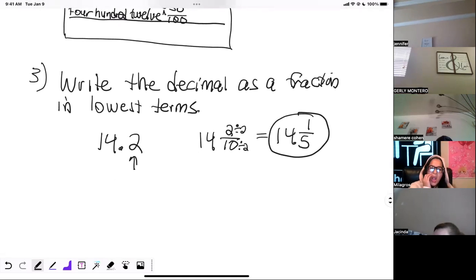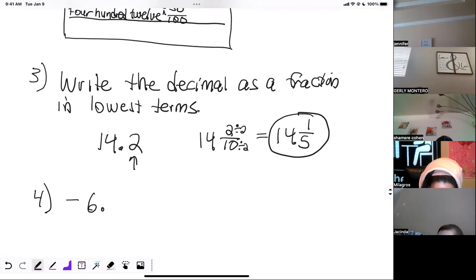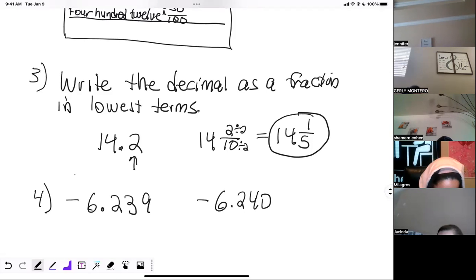You'll have something like that. Besides basic adding and subtracting of decimals and multiplying and dividing, you will also see something like this: negative 6.239 and negative 6.240. And you're going to be asked, is it greater than or less than? Like fill in, I guess there's a box or something here. I can't remember exactly what's there, but which one's greater than, which one's less than, et cetera.